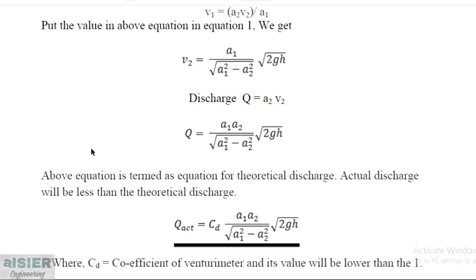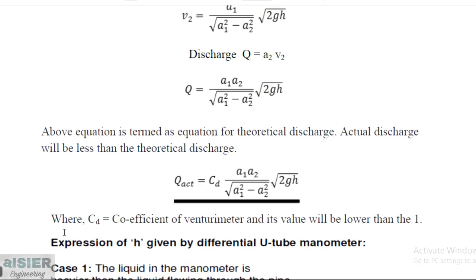But if you want to find the actual discharge, obviously the actual discharge is less than the theoretical discharge, then the actual discharge can be found using the equation Q actual is equal to Cd, where Cd is the coefficient of our Venturimeter. Q actual is equal to Cd into Q theoretical, for which we have written the formula, that is Q theoretical is equal to A1 A2 upon under root of A1 square minus A2 square, into under root of 2gH. So if you put it here, then Q actual is equal to Cd into A1 into A2 upon under root of A1 square minus A2 square, into under root of 2gH.